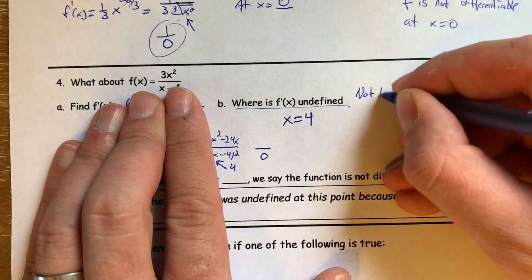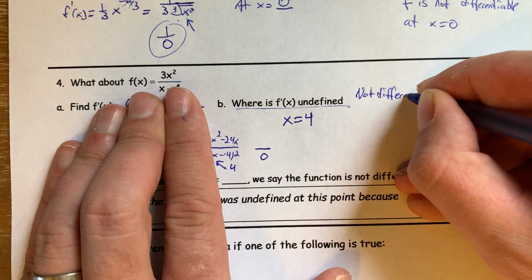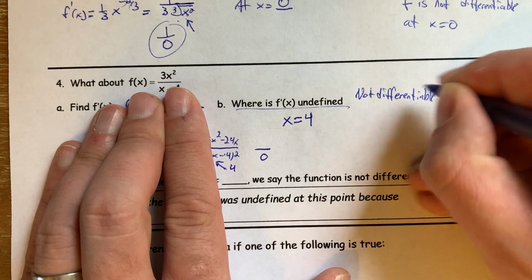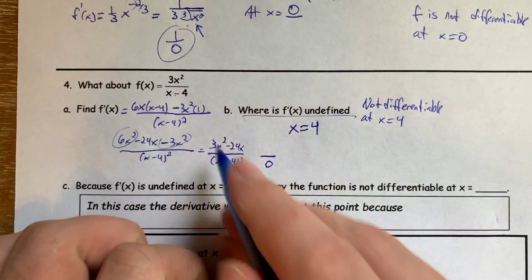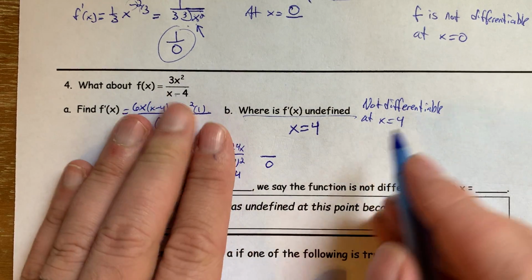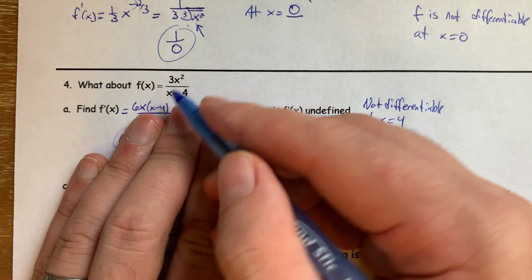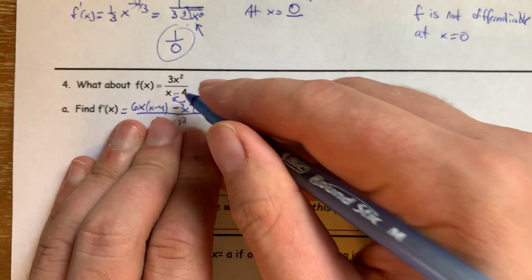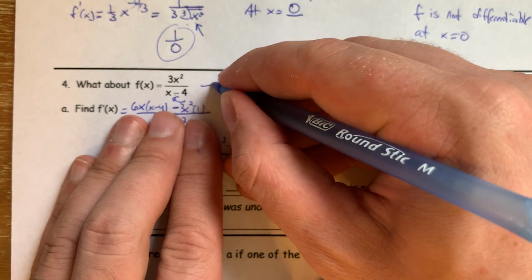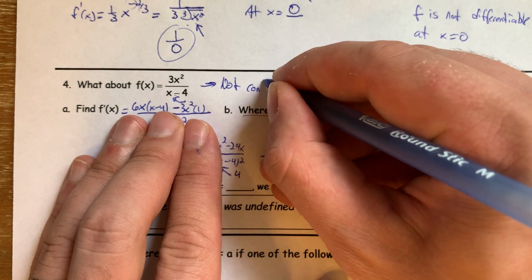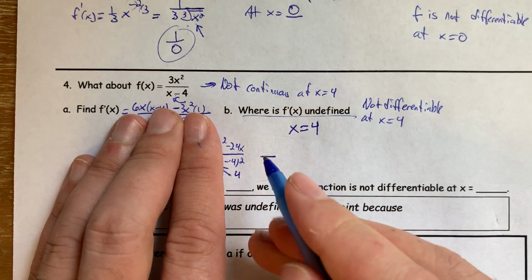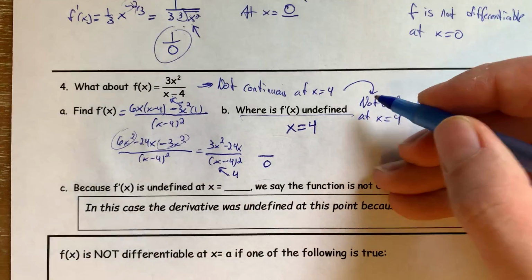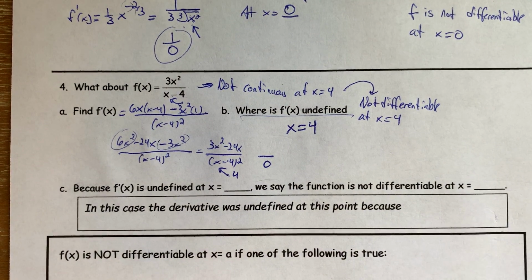So not differentiable at x equals 4. But I didn't actually need to find the derivative formula to see that it was not differentiable at x equals 4, because at x equals 4, the function wasn't defined. And if the function isn't defined, it's not continuous at x equals 4. And if it's not continuous, remember, it's automatically not differentiable. It has to be continuous in order to be differentiable.